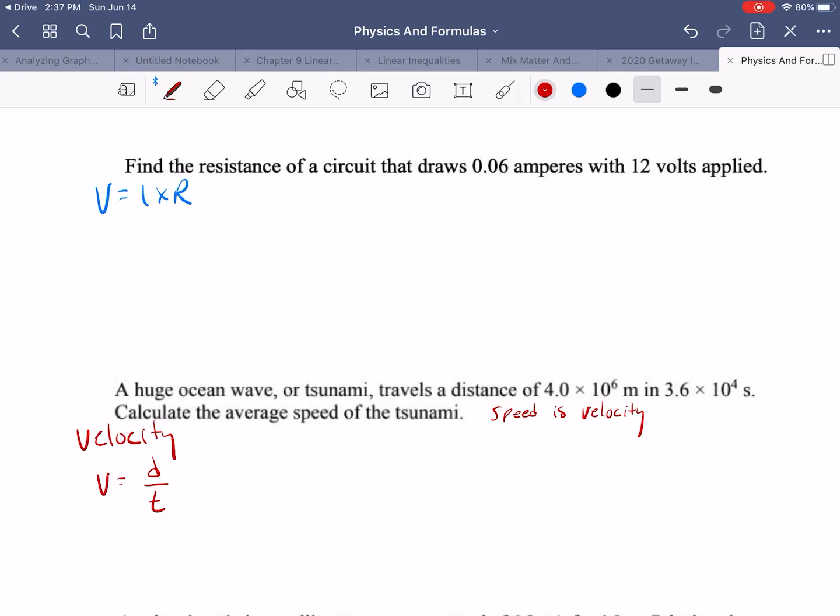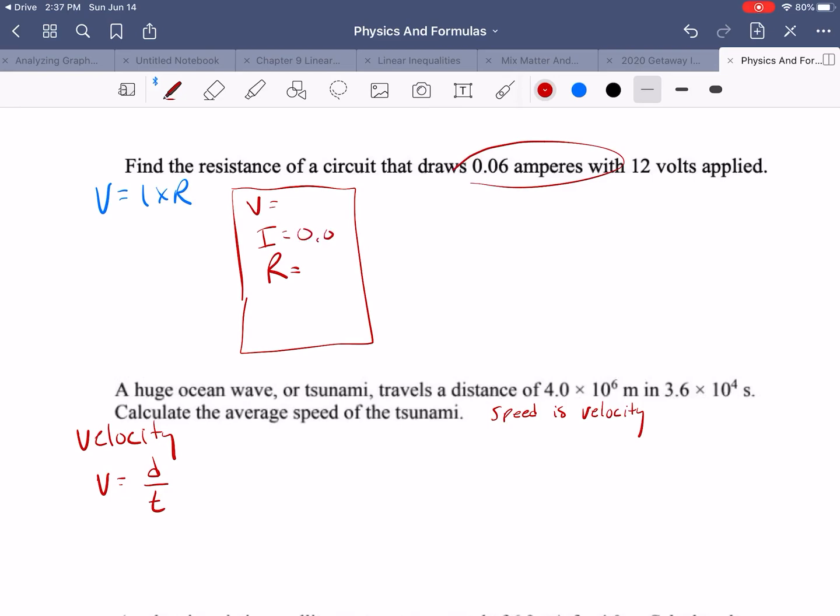Okay, again, write out what you know, so this is a good time to pause it. Try to finish this if you haven't already done it. I, R, okay, and so this is amps, 0.06 amps, 12 volts, and I don't know my resistance. So you'll notice, guys, that this is pretty simple. You're just filling in what you know. I is 0.06 times resistance.